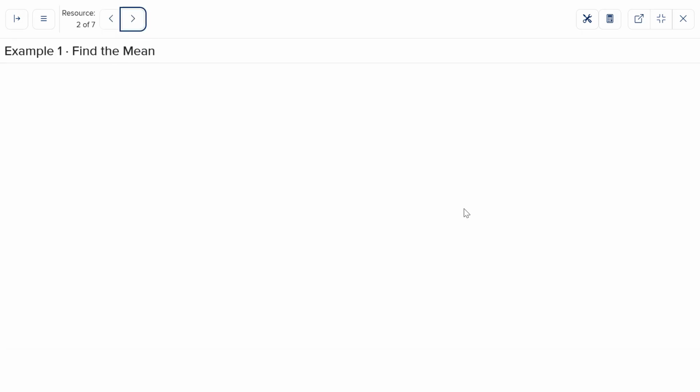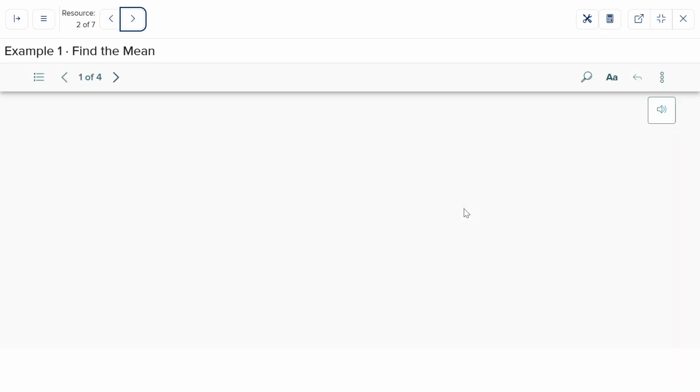Okay, find the mean, example 1. So this is going to give us another example of how to find the mean just to practice.